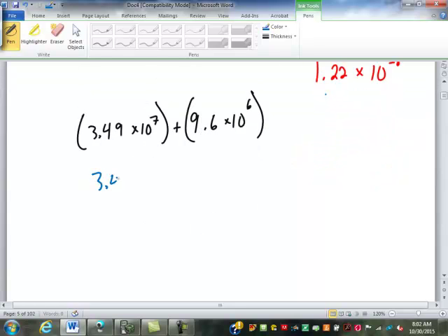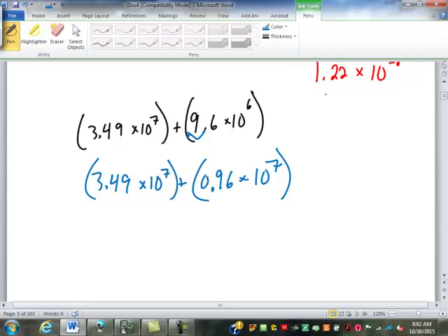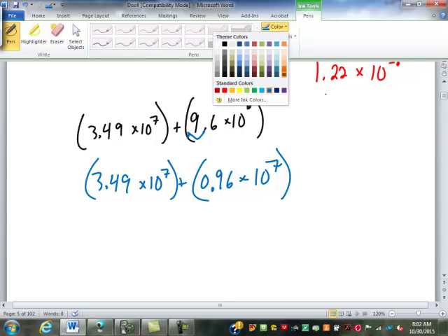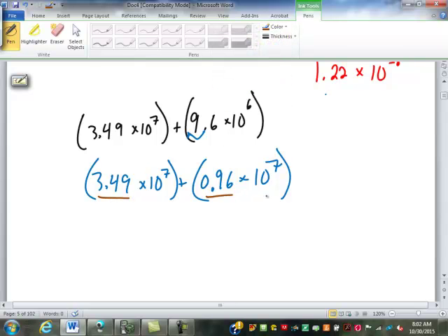So 3.49 times 10 to the 7th will not change. This one, however, is going to become times 10 to the 7th. Now we got to go the other way. The power got larger by 1, so the number has to get smaller by 1 place value. So this is now 0.96. Power gets larger, number gets smaller. Now we can go ahead and add 3.49 plus 0.96 is 4.45 times 10 to the 7th. And that is in good form, so we can leave it just like that.